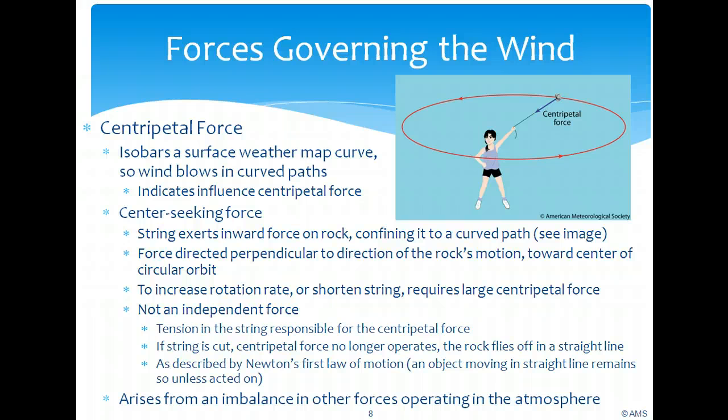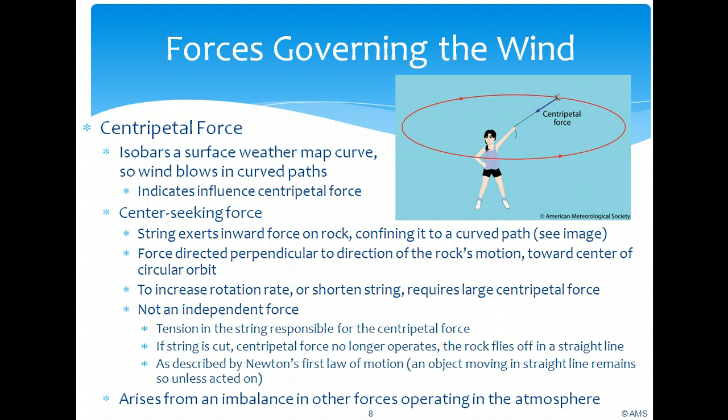Another force governing the wind is known as centripetal force. Isobars, we know when they're plotted on the surface weather map, are always curved, or most of the time they are. This indicates that there is a pressure gradient force change in direction from one place to another. Consequently, horizontal wind blows generally in a curved path, and this curved motion indicates the influence of something known as centripetal force.